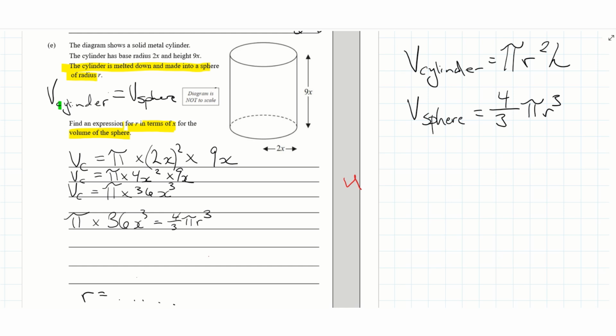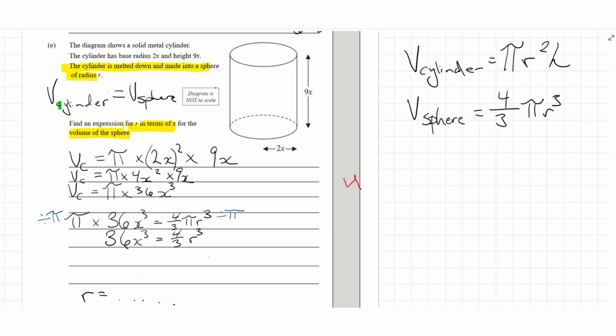So the first thing that I want to do is get rid of this pesky pi sign on each side. So I'm going to divide each side by pi. Of course, any number divided by itself is 1. That includes pi. So pi divided by pi is 1. So we're going to be left with 36x cubed on the left and 4/3 r cubed on the right.